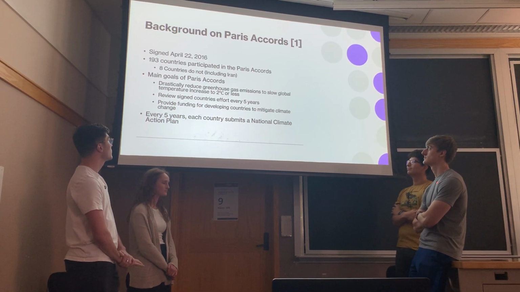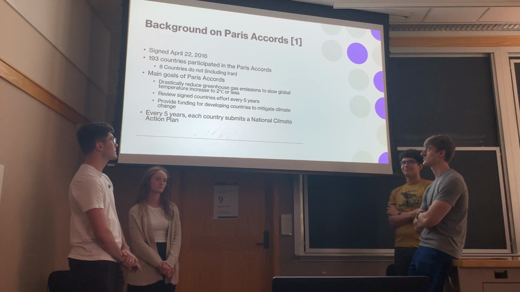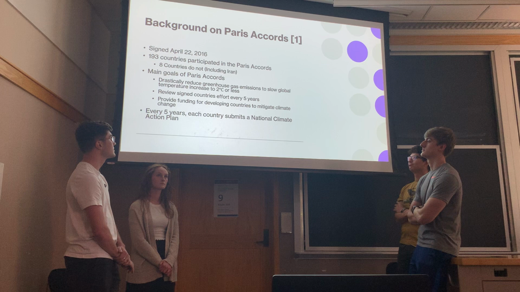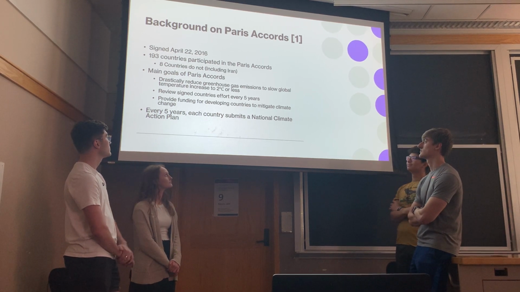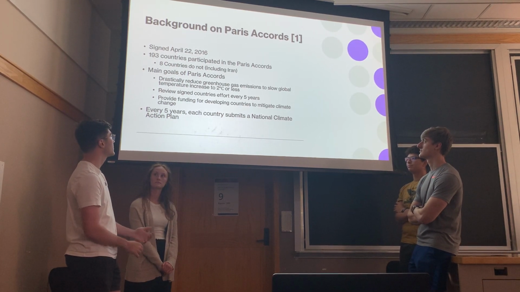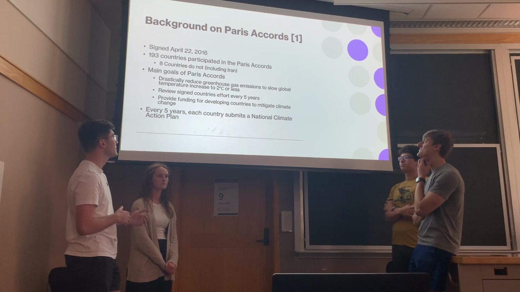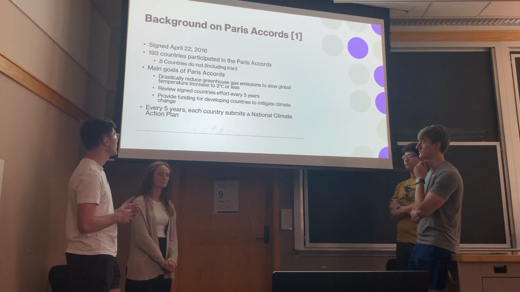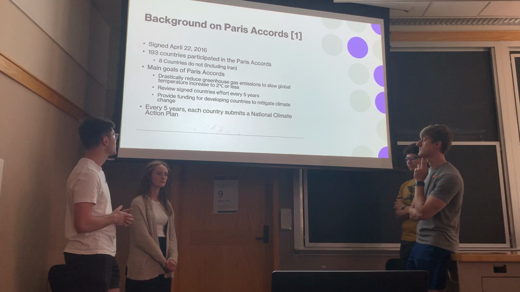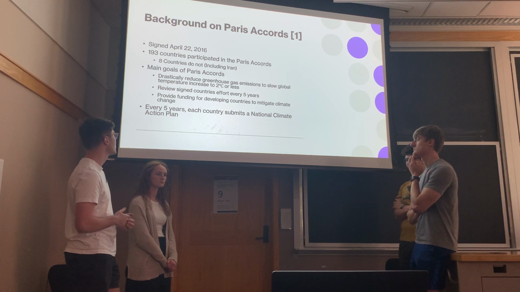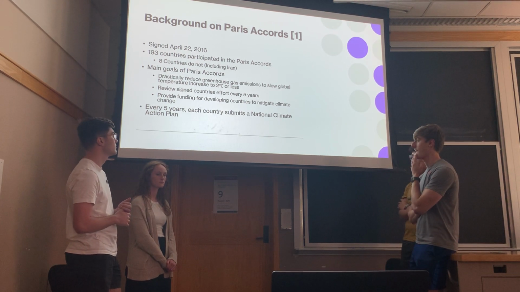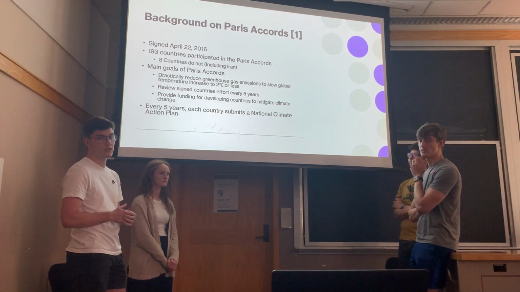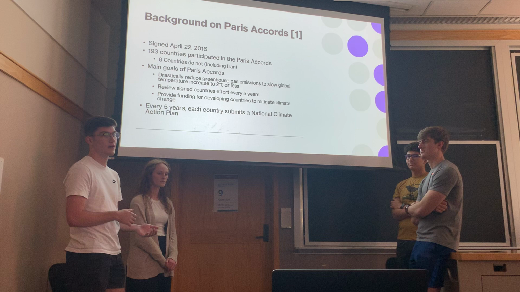But the main goals of the Paris Accords were to drastically reduce the greenhouse gas emissions, to slow the global temperature from rising more than 2 degrees Celsius. Reviewing each country's efforts every 5 years was also a main goal, and to provide funding for developing countries to mitigate climate change. And like I said, every 5 years, each country submits something called a National Climate Action Plan, which basically just covers what they're doing now and what they're going to be doing in the future.